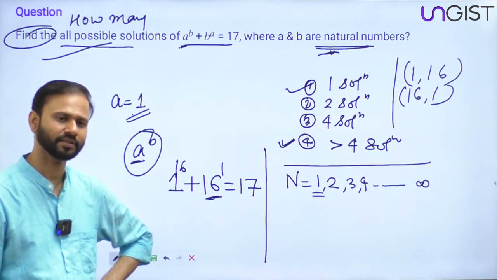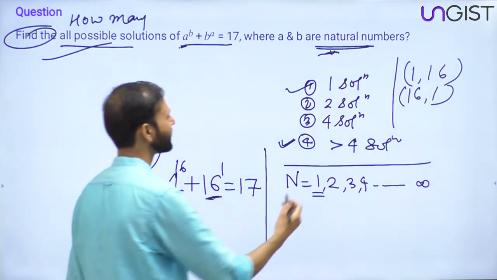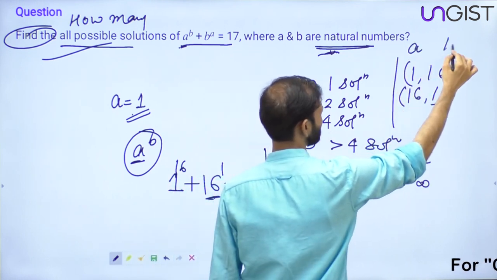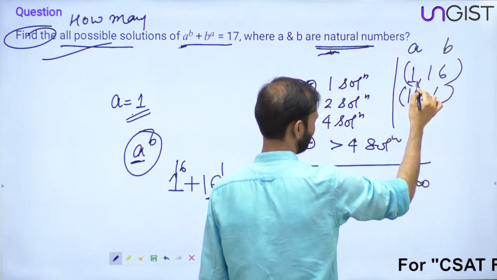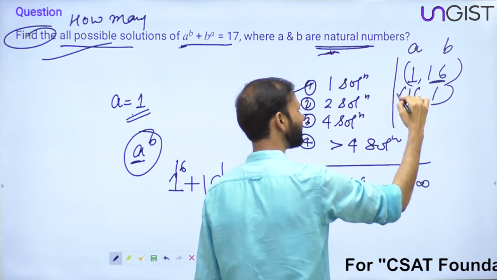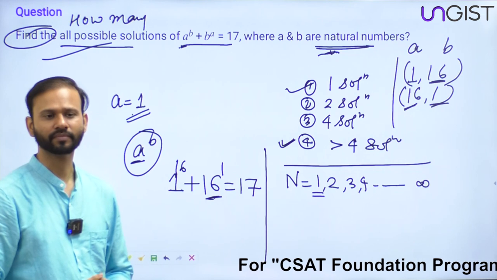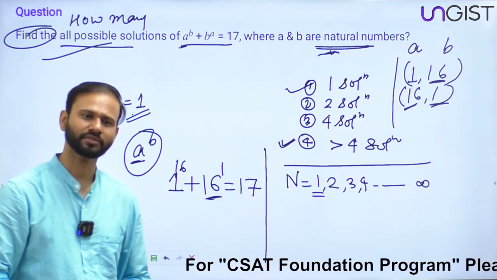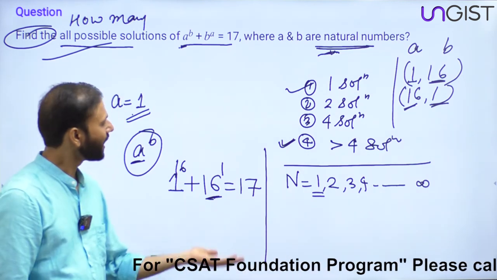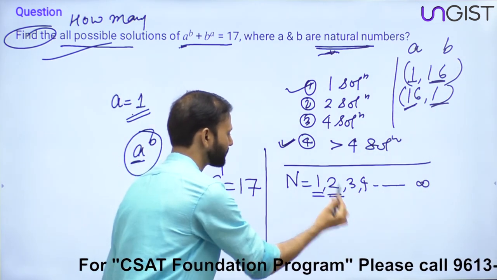Right? Okay. Let's say this side is A and this side is B. So A can be 1 and B can be 16, and similarly B can be 1 and A can be 16. This is also a possible solution. Right, everybody? Fine.